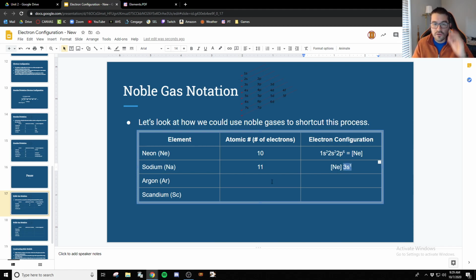Let's look at another example of that. Let's look at the next noble gas, which is argon. Argon is number 18 on the periodic table. Let's write out the full electron configuration for argon. It's 1s2, 2s2, 2p6, 3s2, 3p6.